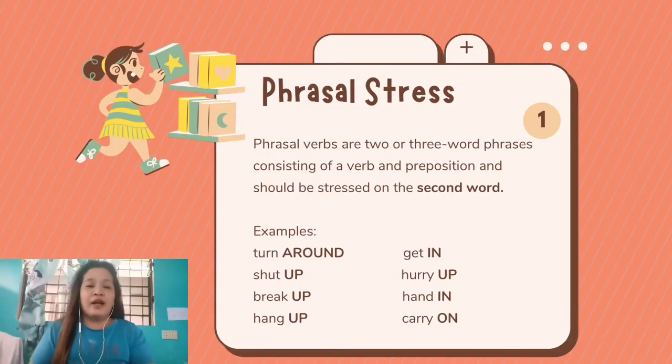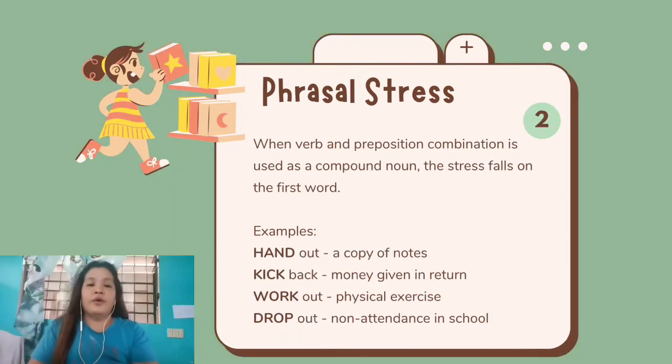Now let's talk about phrasal stress. Phrasal verbs are two or three word phrases consisting of a word and preposition and should be stressed on the second word. For example, turn around, shut up, work out, break up, get in, hurry up, hang up, hand in, and carry on. When a verb and preposition combination is used as a compound noun, the stress falls on the first word.